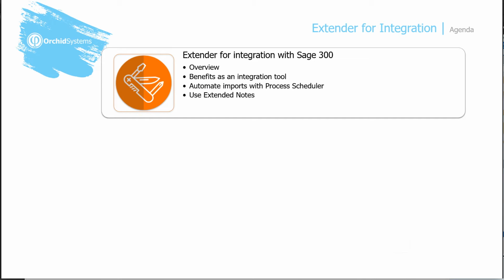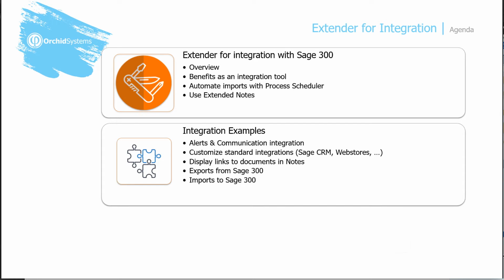We will start with a brief overview of Extender and its benefits for integration projects, and discuss how it can be supplemented with other Orchid modules such as Process Scheduler and Orchid Notes to enhance the integration. Integration has a broad range of meanings, from alerts and communication integration to customizing standard packaged connectors to Sage 300, to integrating to document management systems, and a range of exports from Sage 300 and imports into Sage 300.